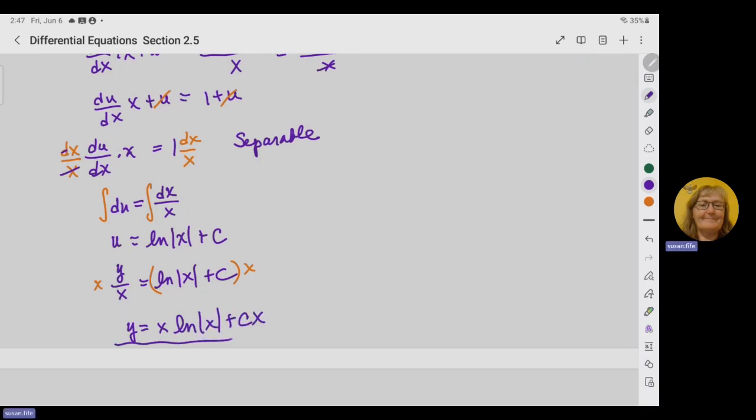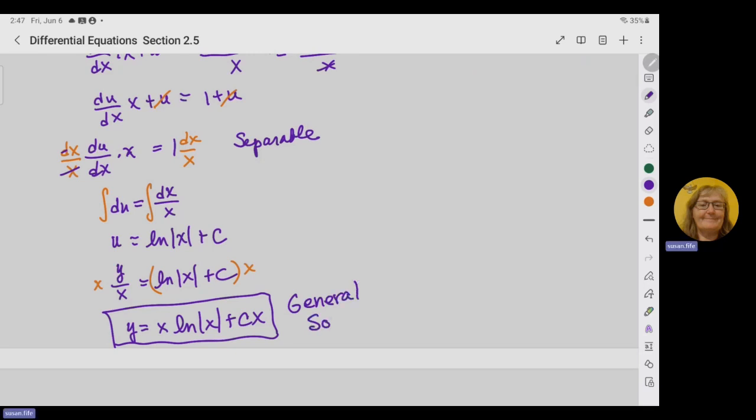I could keep the right side factored if I wanted to, but I think it looks better when you multiply it out to get y equals x natural log of x plus cx. And that's our general solution.